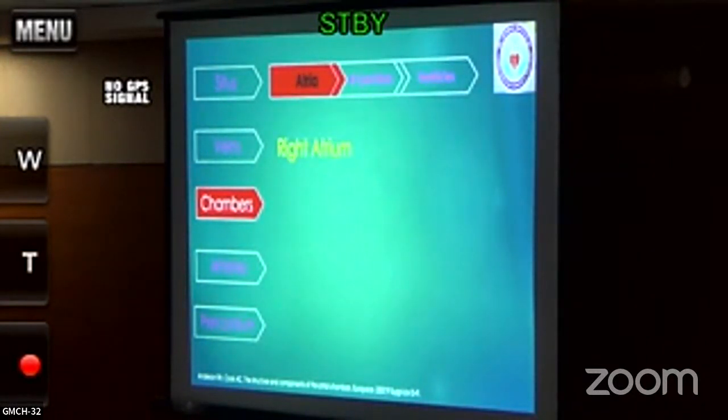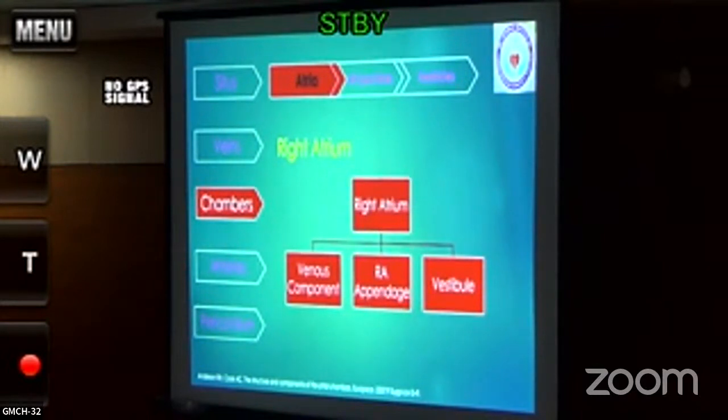This is the right atrium. We start off with the right atrium, and this is divided into 3 parts. It has the venous component. It has the right atrial appendage. We have already spoken about the right atrial appendage, and it has a vestibule.